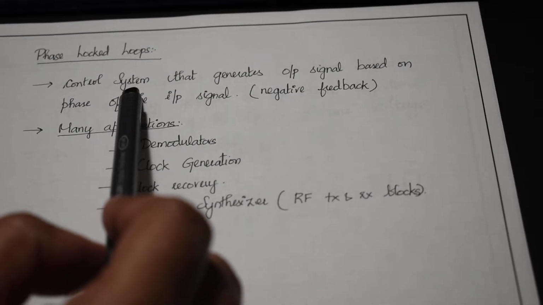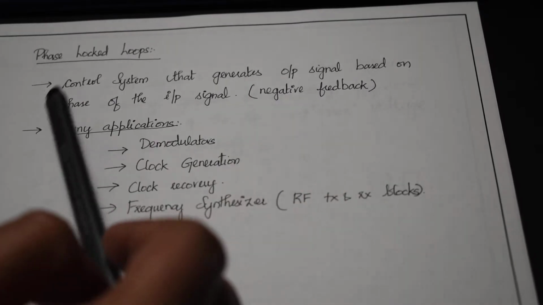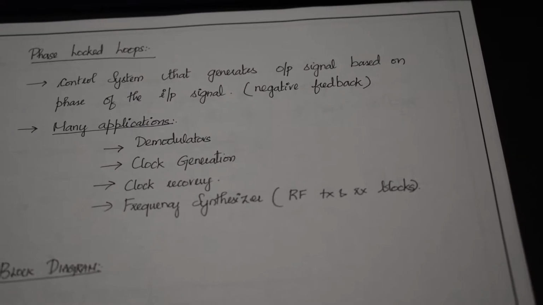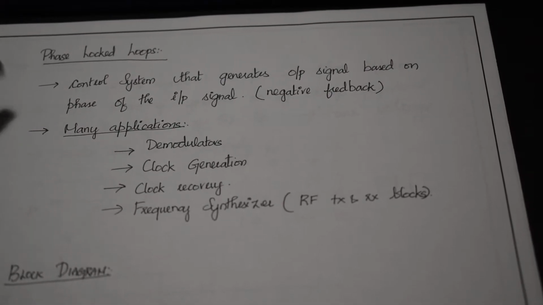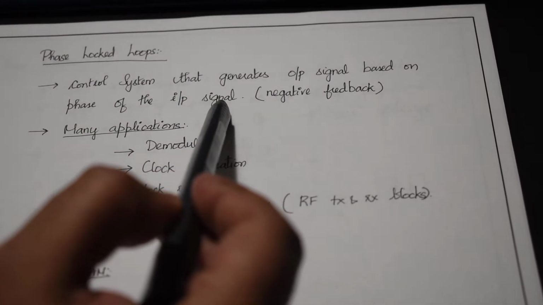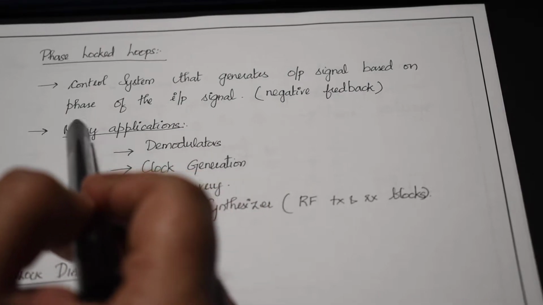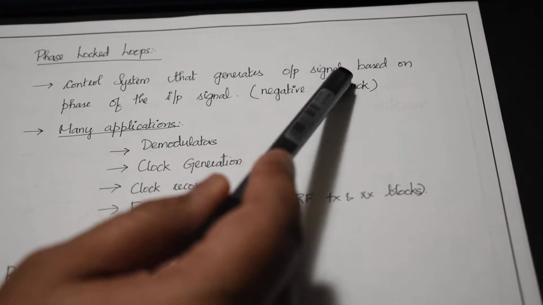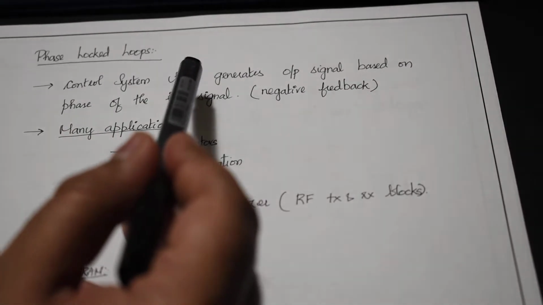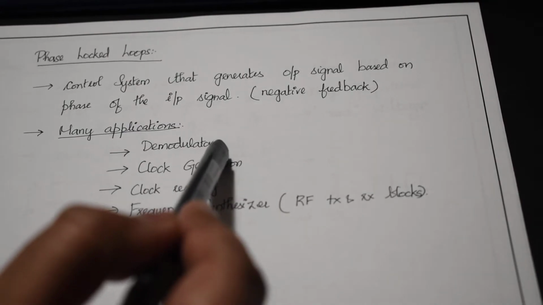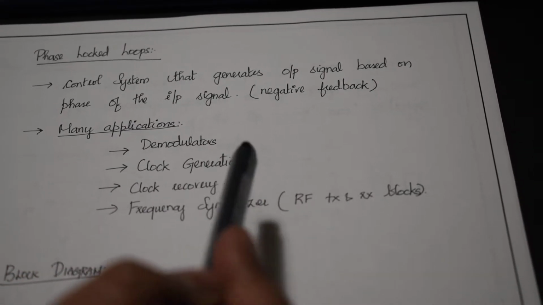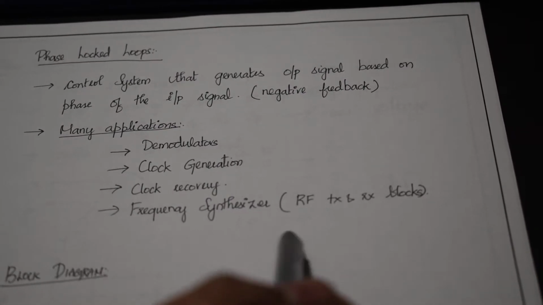A PLL is a control system that generates an output signal based on the phase of the input signal. So basically it is a control system. It controls something. When you give two input signals and the two input signals have a difference of phase, it generates a corresponding output signal. So that's the basic function of the PLL. Because of this, it finds its application in demodulators, clock generation, clock recovery, frequency synthesizers, and many more.